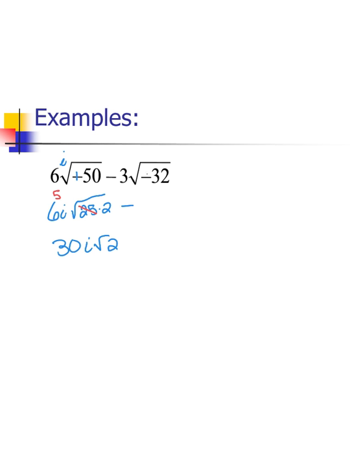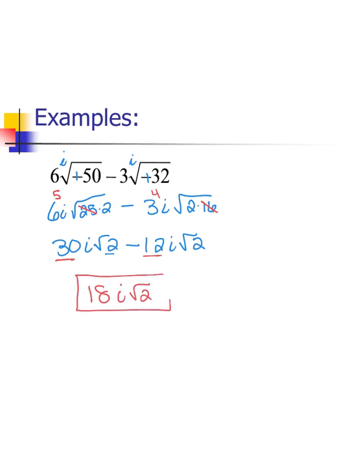For the second one, I'm going to make that positive and put an i out front, so 3i. Again, because I have a radical 2 here, check. 2 times 16 is 32. The square root of 16 is 4. So this one becomes minus 12i radical 2. Once again, because both terms are i radical 2, I'm just going to do 30 minus 12. That's going to give me 18, and I rewrite the i radical 2. This is my answer.